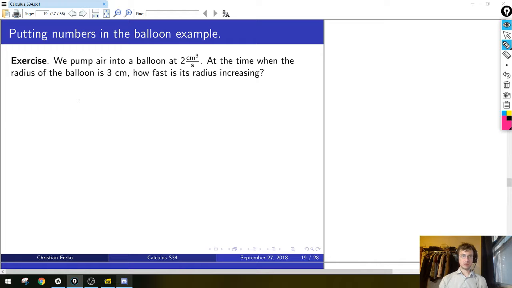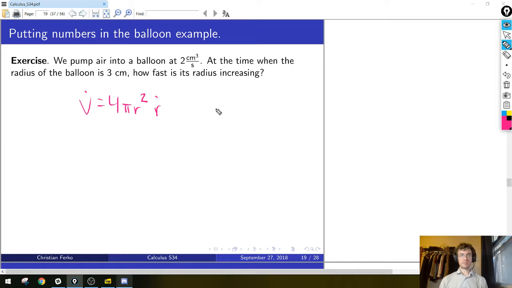So I'll reproduce the equation from the previous slide. V dot is 4 pi r squared r dot. There we go. Okay, so let's put some numbers into that example.